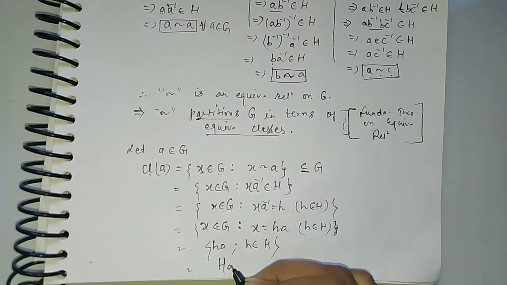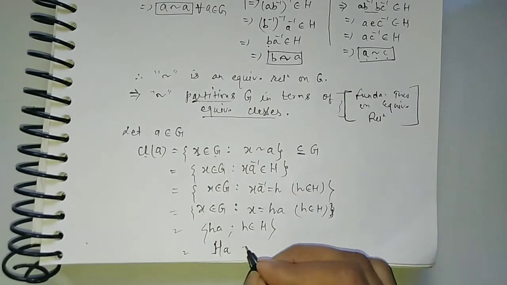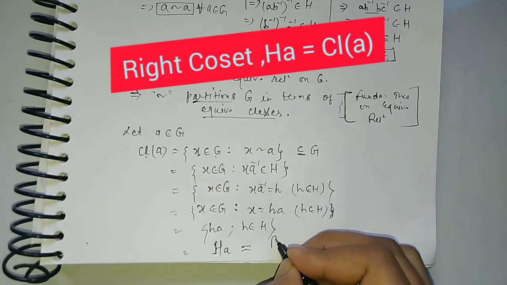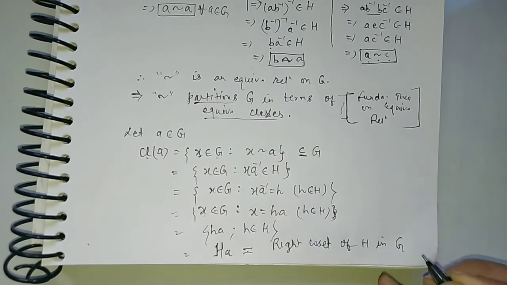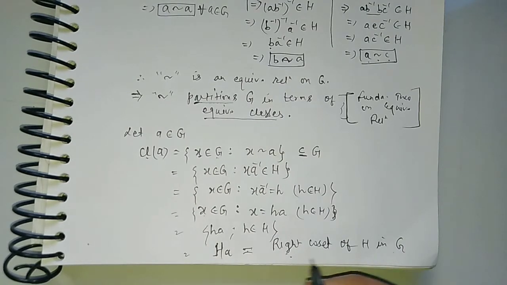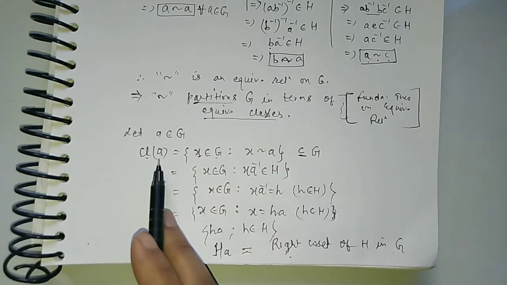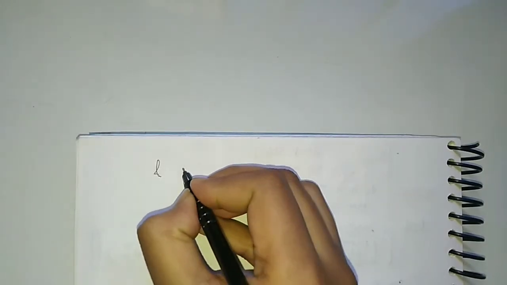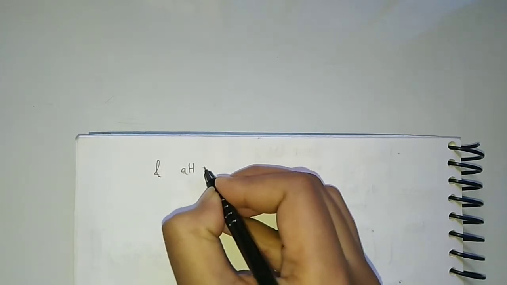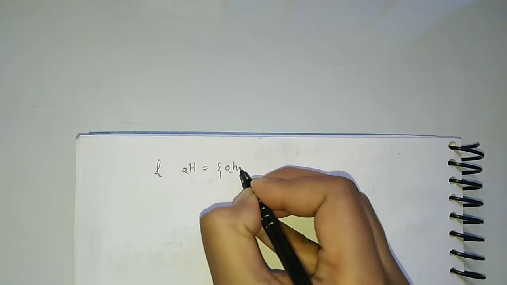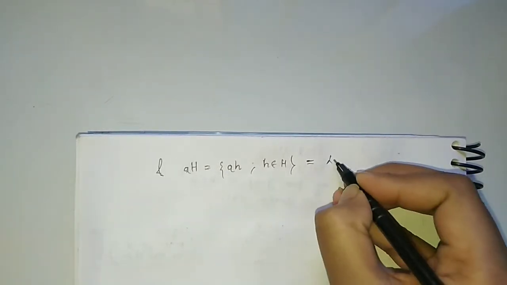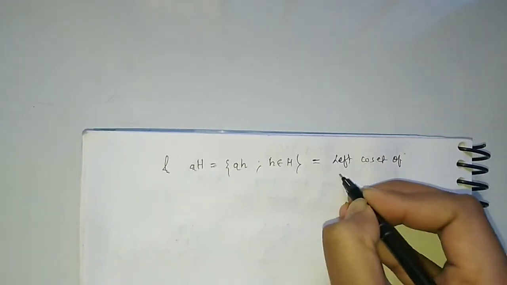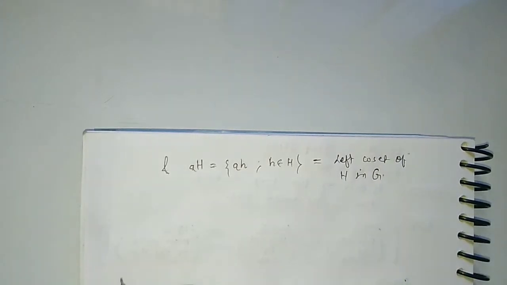This set is nothing but HA, the right coset of H in G. So this is the definition of right coset of H in G. Right coset is nothing but the equivalence class of the element A. And this set, that is AH, which is equal to A small h, where small h belongs to capital H, is called the left coset of subgroup H in group G. So these are the definitions of right coset and left coset.